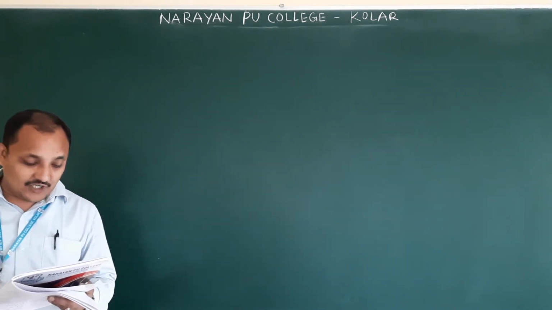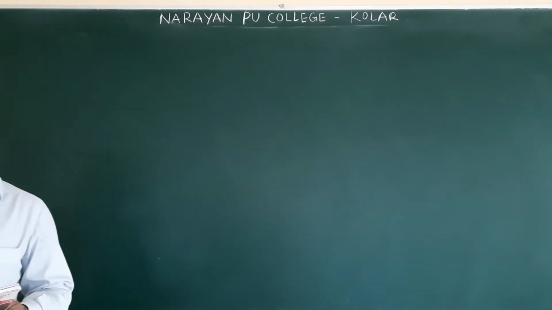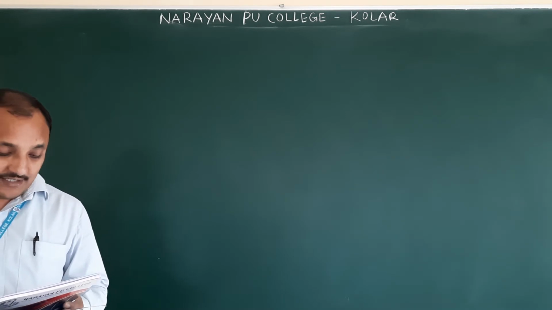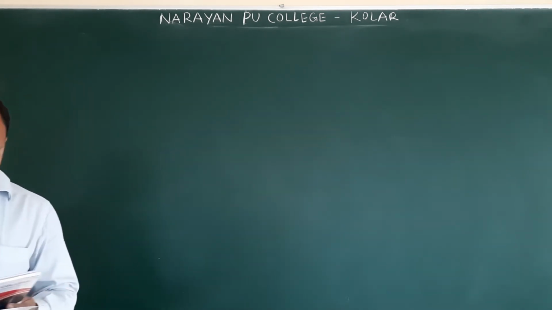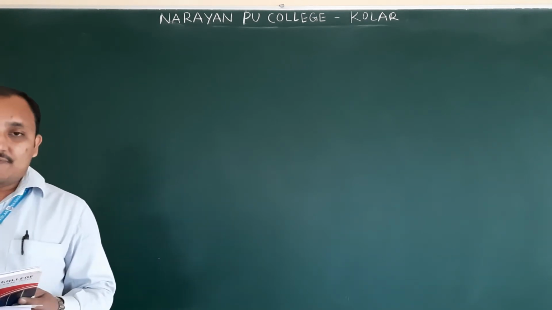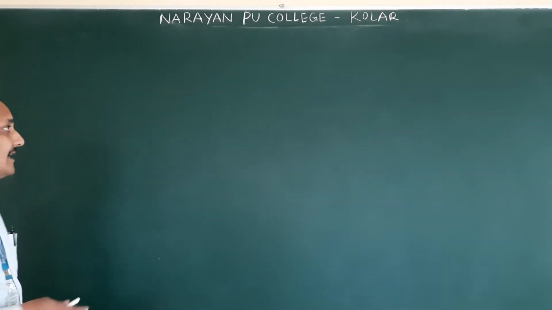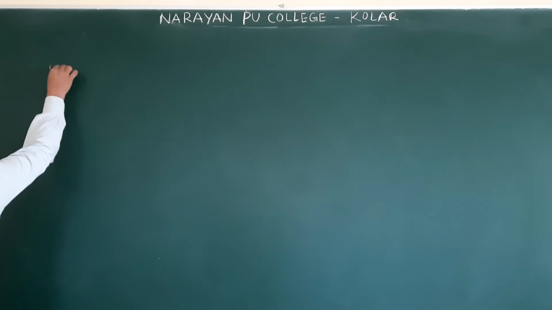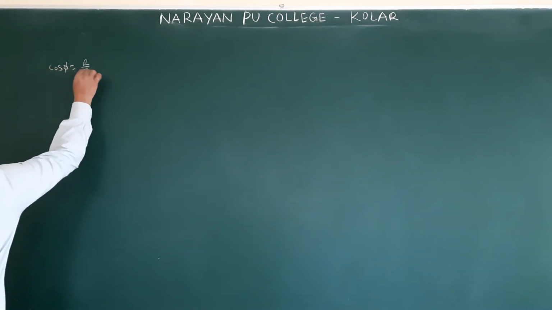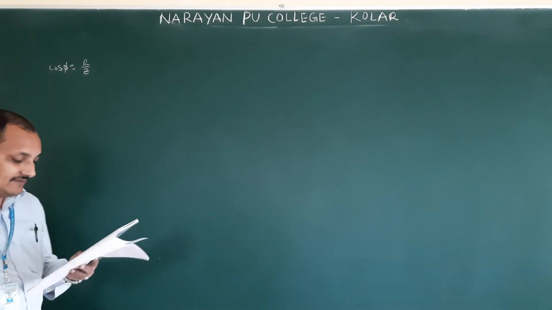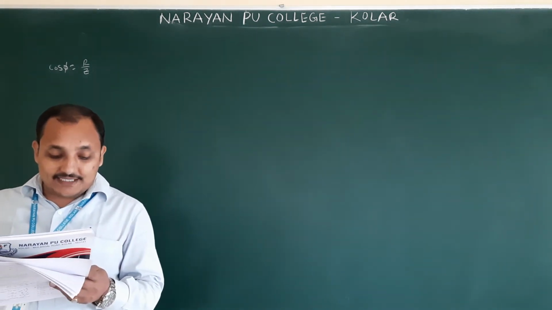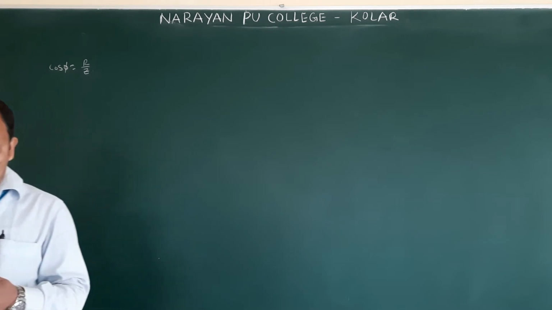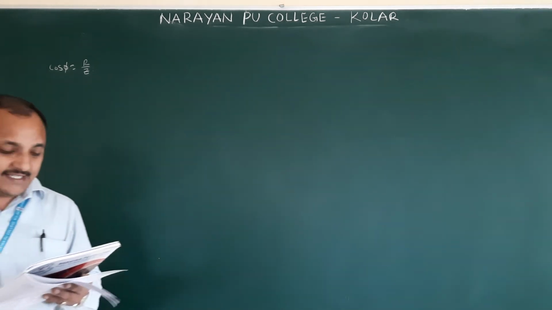A is matching with 4, and how many options are there? Two options are there, one is 2, another one is 3. So the answer is either 2 or 3. Next, power factor. What is the power factor formula? Cos phi equal to R by Z. Correct or not? R by Z is matching with 3. That is nothing but B is matching with 3. How many options are there? Only one option. Therefore, option 2 is correct.